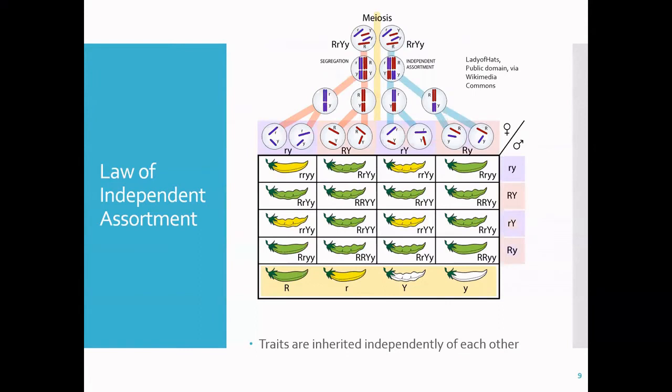His law of independent assortment said that traits could be inherited independently of each other. This was true in peas, where you could have a full yellow pod, you could have a wrinkled green pod, you could have a full green pod, you could have a wrinkled yellow pod, you could also have white pods that popped up here and there.